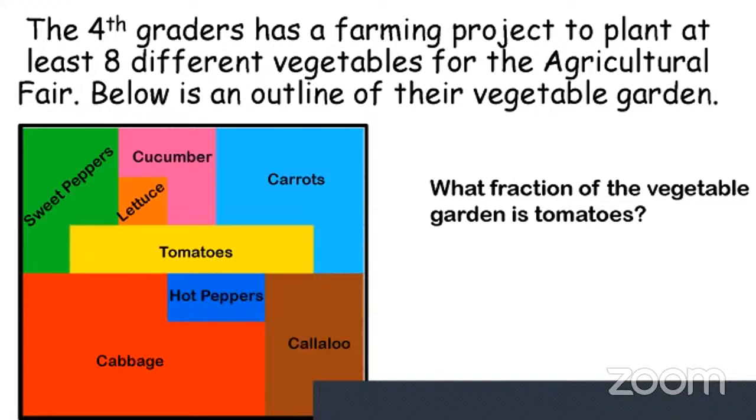I'm seeing Zara Thompson saying 5/36 is tomatoes. And thank you for writing what you're responding to, Zara. So she's saying 5 out of 36 parts represents tomatoes. Now, she says 36 parts. I want to know if we all agree with that. How did you get 36 for your denominator?